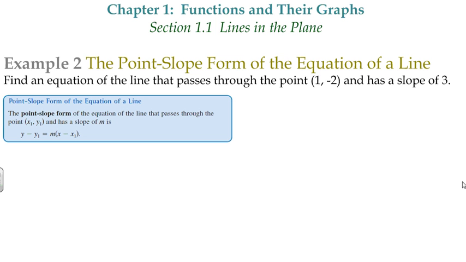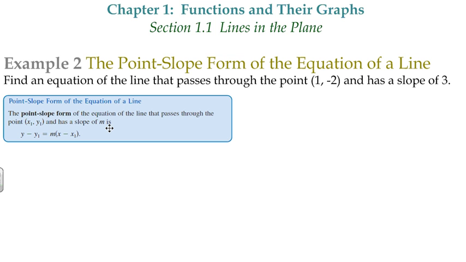This next question says that we need to find an equation of the line that passes through the point (1, -2) and has a slope of 3. Specifically, we're going to be using the point slope formula. So go ahead and write down the point slope formula. Again, review from Algebra 1, just going back over this.